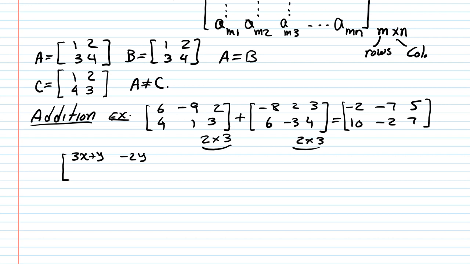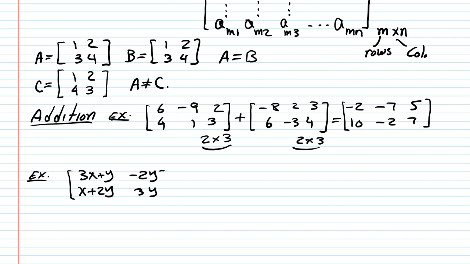So this time I'm making up, let me move down lower, call it example. So let's say I have this matrix. I'm going to make it simple again, a 2 by 2. 3x plus y, negative 2y, x plus 2y, and then 3y. Ultimately, these become numbers in a matrix. Suppose I'm adding another matrix. It's got to be 2 by 2, right, to have the same dimension. And this one is 5x and x.